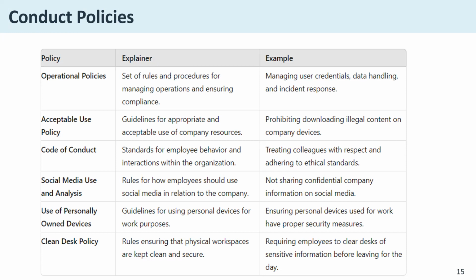Then social media use. So what should you put up on social media? What can you use our network to do? You also have the code of conduct. And of course, what's the level of acceptance of using our company resources, both physical, network, and digital assets.